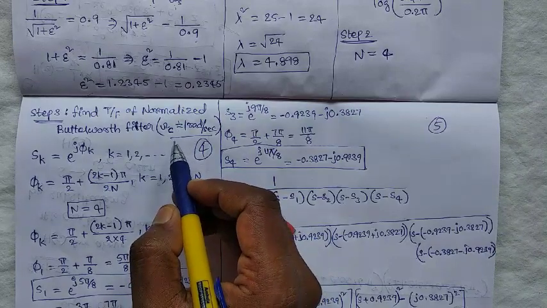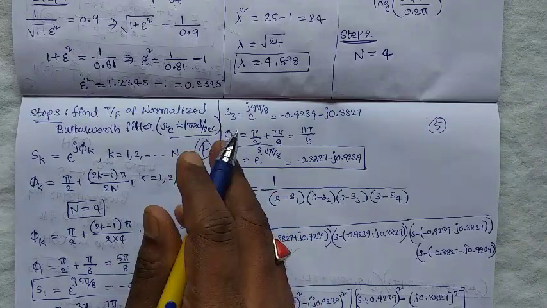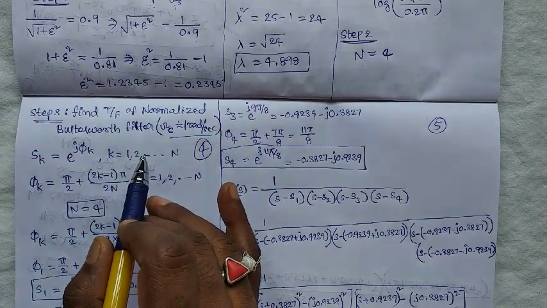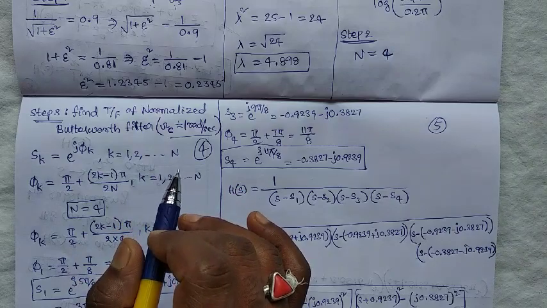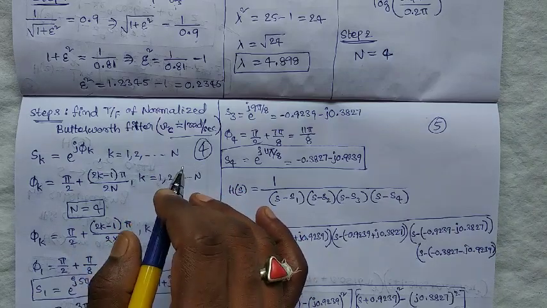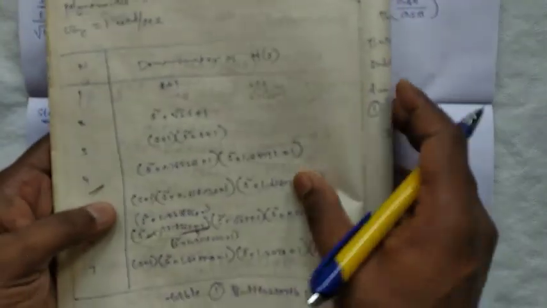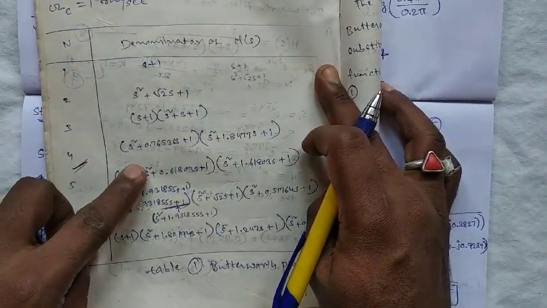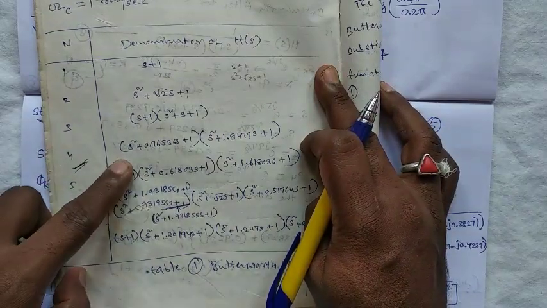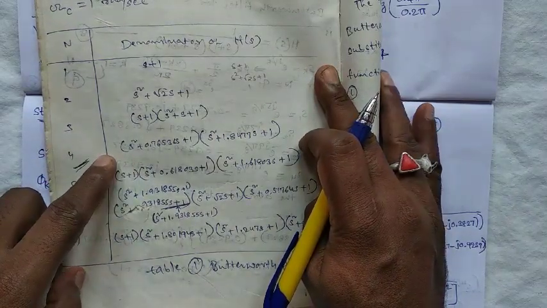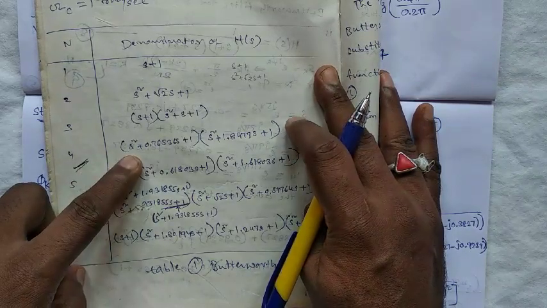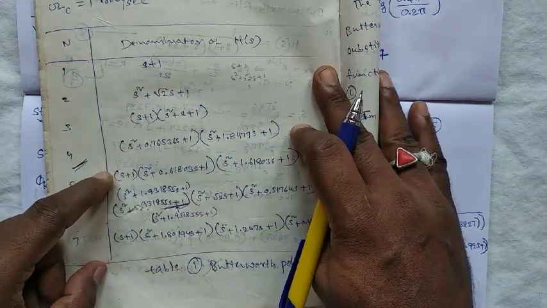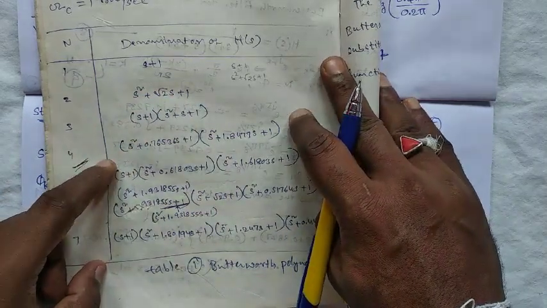Here it is calculated by using a table. One table is there for different values of capital N. Here the denominator polynomial of H of s, how can we calculate? By using this table. We are using this table to determine the denominator polynomial of H of s for the normalized cutoff frequency.